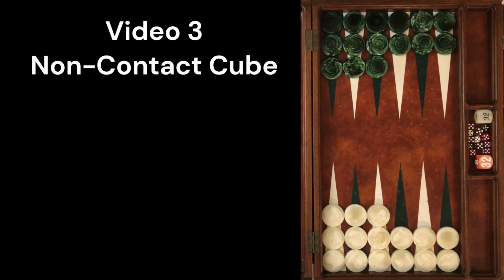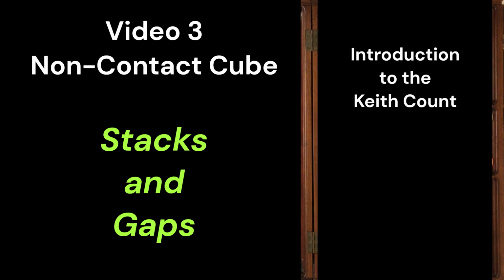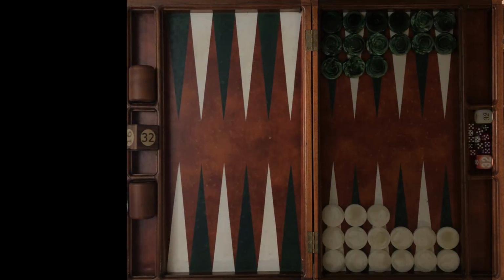Welcome to video 3 in our series of 6 videos on non-contact cube decisions. We'll be looking at stacks and gaps and start to develop a feel for how much these weaknesses affect our cube decisions. We will introduce the keys count, and then we will finish with some examples of the 8, 9, 12 rule with the stacks and gaps factored in.